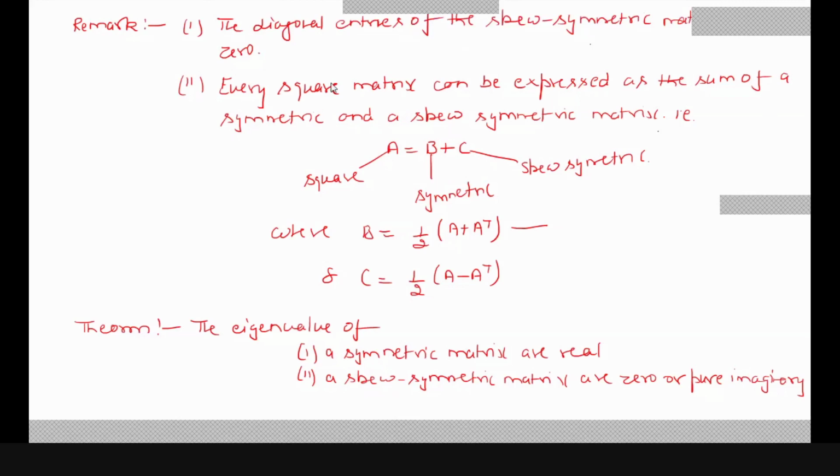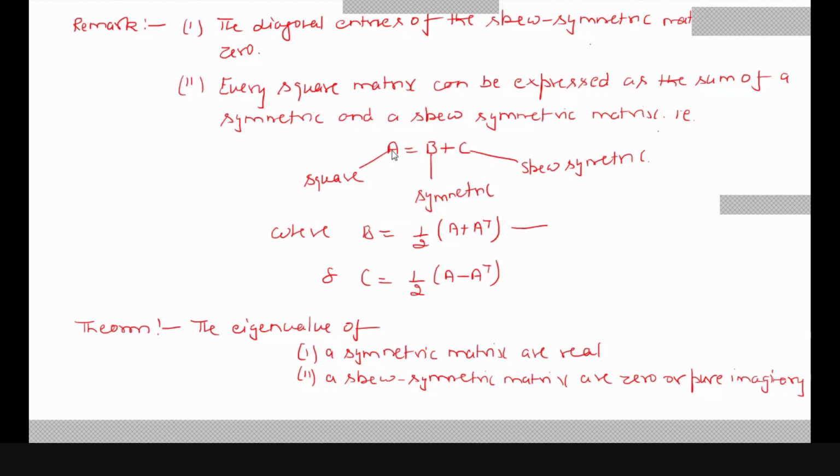You can see the remark: the diagonal entries of a skew symmetric matrix are always 0. Second, every square matrix can be expressed as a sum of a symmetric and a skew symmetric matrix. Every real square matrix can be expressed as a sum of these.